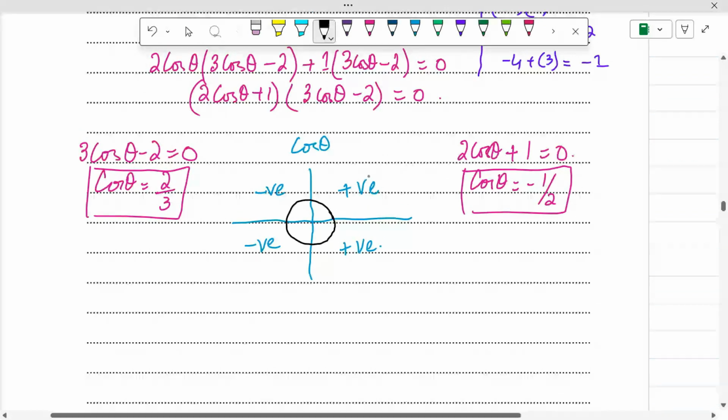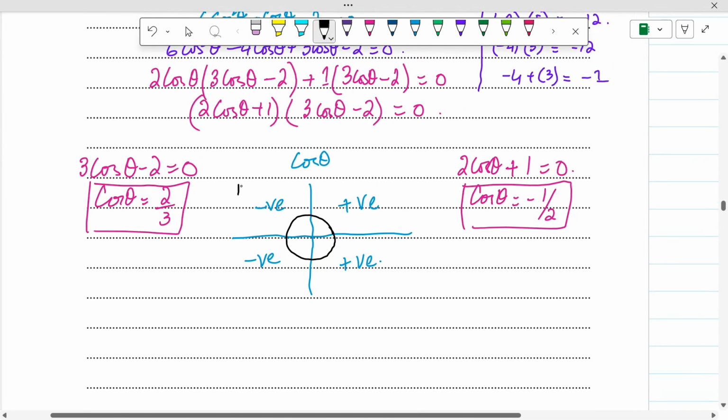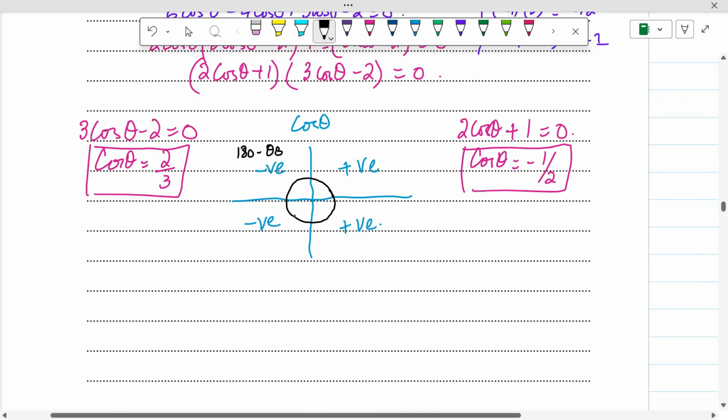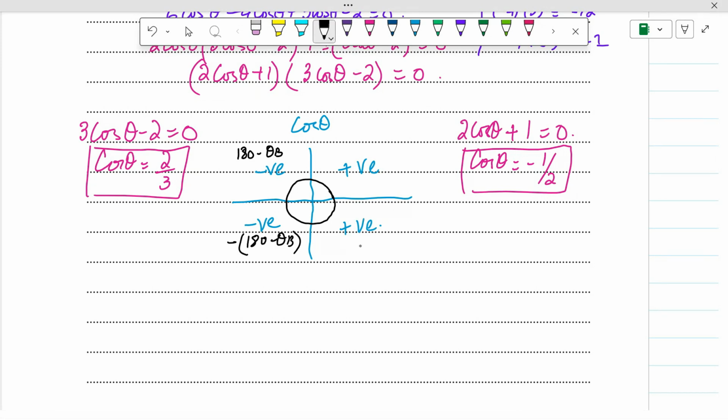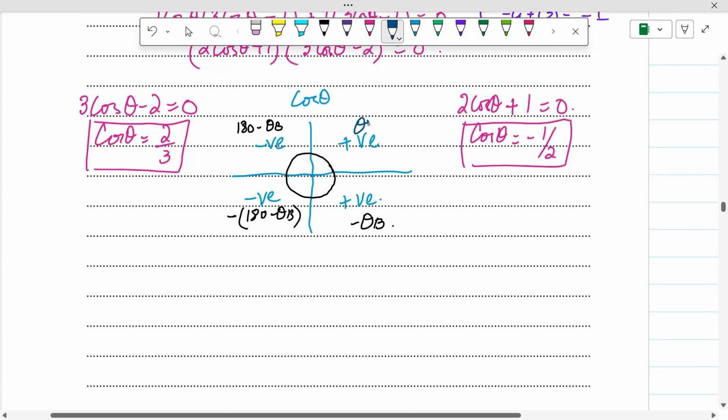We know that we can find the base angle by using the positive value. If we have the base angle, the angle in the second quadrant can be found by using the formula 180 minus base angle. Similarly, we can find the angle in the third quadrant by using the formula negative 180 minus base angle. And if we have the base angle in the first quadrant, we can find the angle in the fourth quadrant by using the formula negative base angle. So this one will be the base angle here.